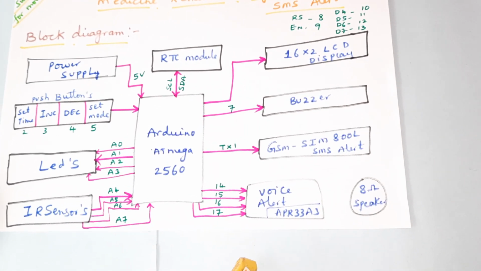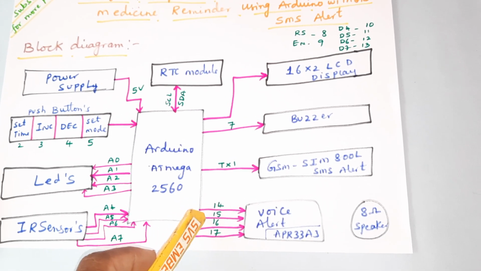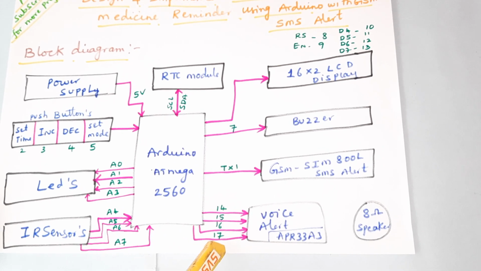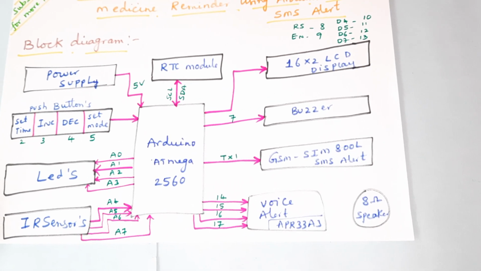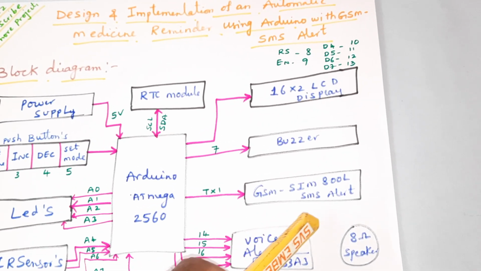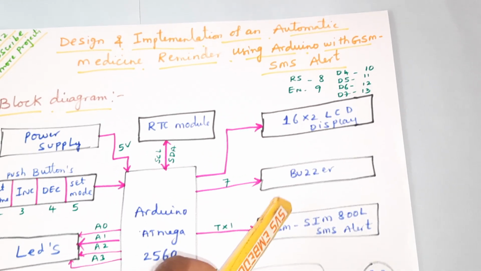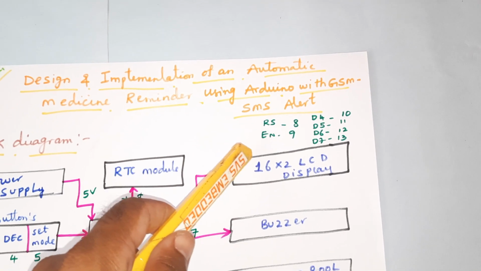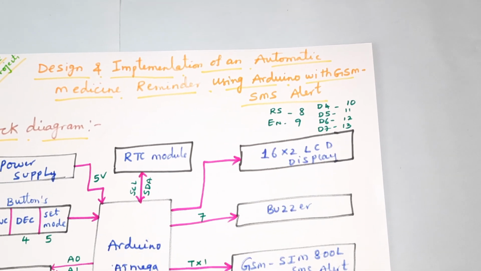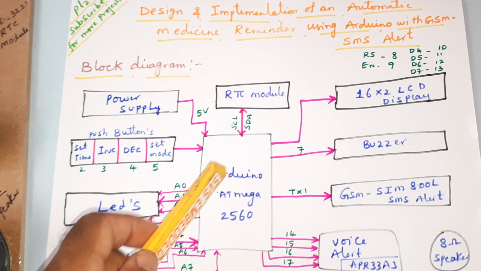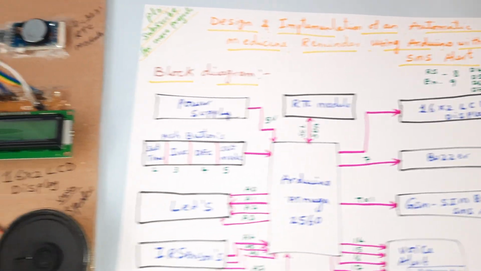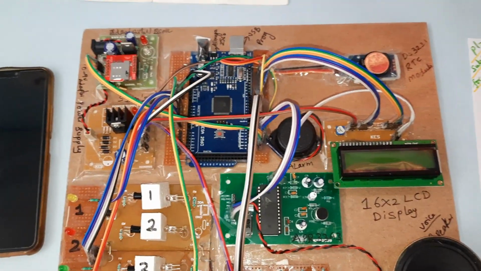And we are using a voice speaker module on pins 14, 15, 16, 17, those are M0, M1, M2, M3, and a GSM SIM 800L on TX1, a buzzer on the 7th pin, and a 16x2 LCD display connected with RS, enable, D4, D5, D6, D7, pins 8, 9, 10, 11, 12, 13. The RTC module is connected with SCL, SDA, I2C protocol. So let us come to the hardware part.